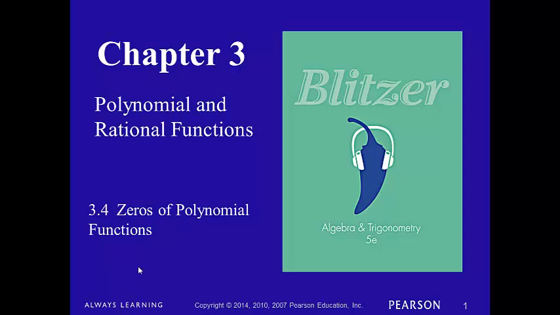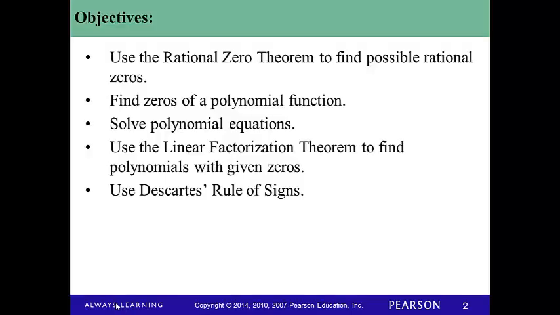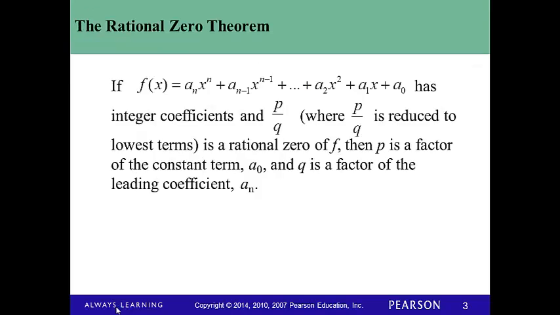4, which is the zeros of the polynomial functions. Here are our objectives. And let's start with the rational zero theorem. If f of x is the following polynomial where it has integer coefficients and p over q is a rational zero of f, then p is a factor of the constant term a naught and q is a factor of the leading coefficient a sub n.